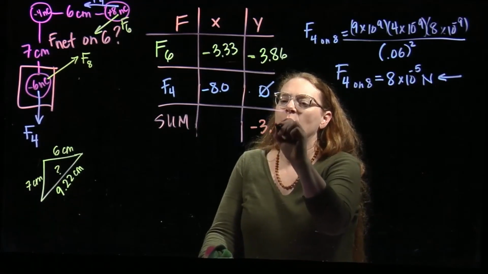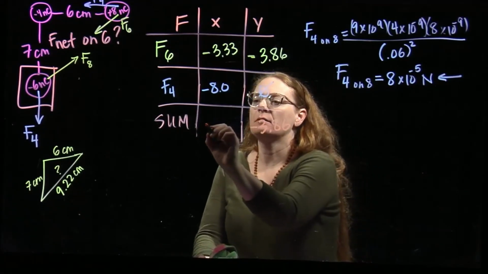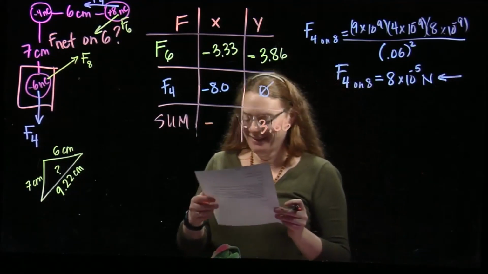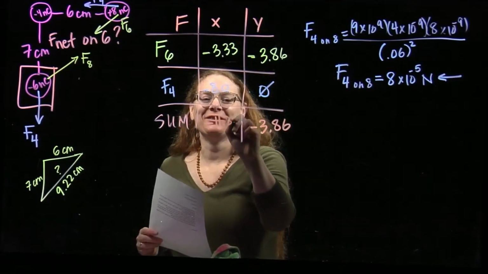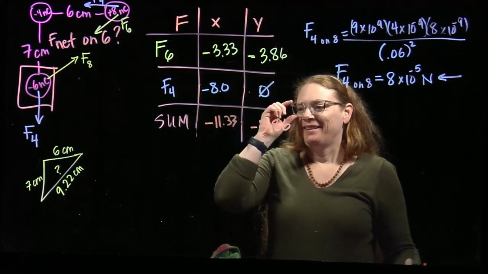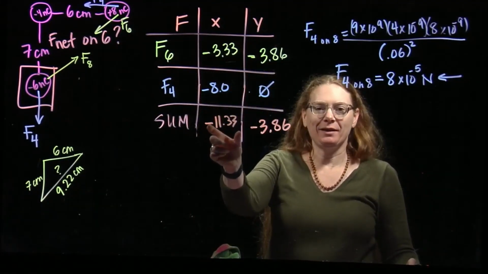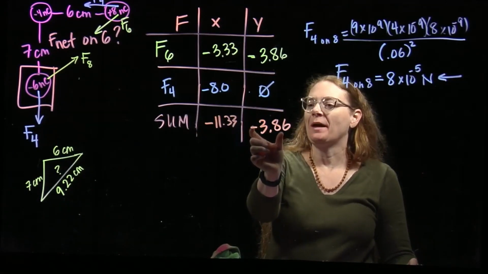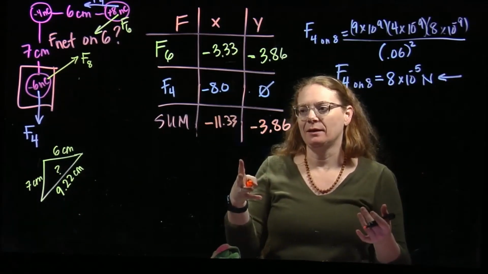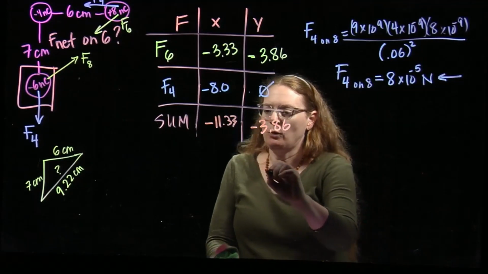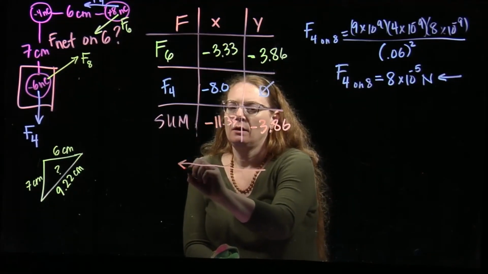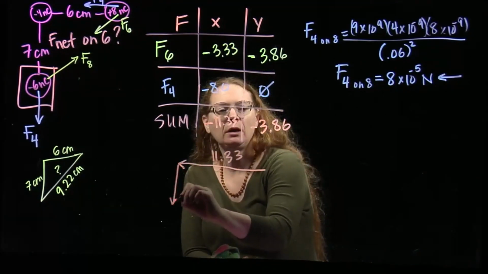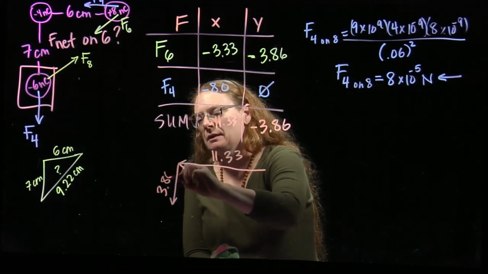Here we can do our sums. Got a negative 3.86 and negative 11.33. All right, here is the total horizontal pull that the 8 feels. Here is the total vertical pull that the 8 feels. Let's slap them together into a triangle. So we are going to walk 11 to the left, and then we're going to walk 3.86 down.